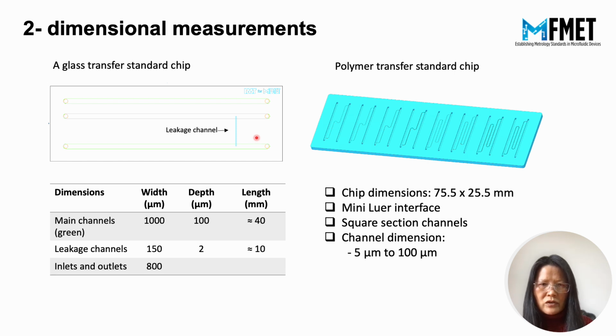Each design of the transfer standard chips includes main channels and a leakage channel in between, with the length of the channels in millimeters, but the dimensions of the leakage channels in microns. I will compare several commonly used optical instruments for measuring these dimensions.